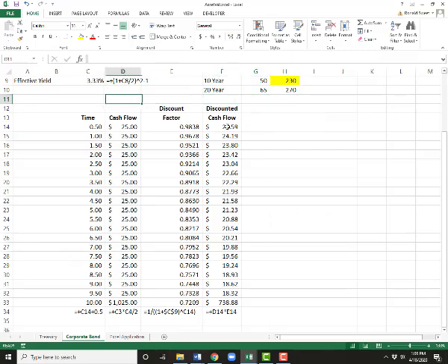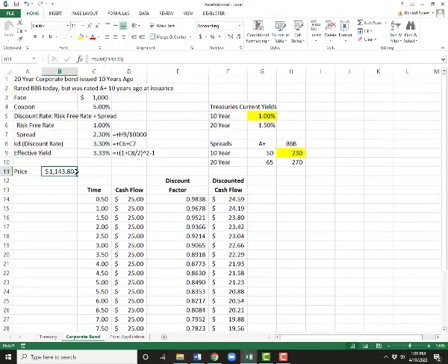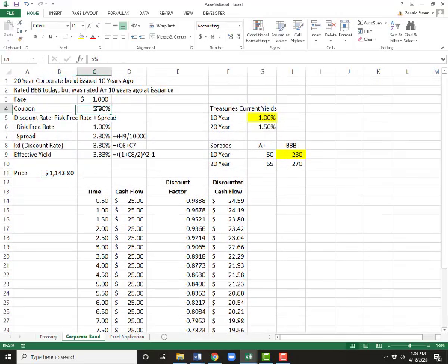So now we have the price. And remember, the price is nothing more than the sum of those discounted cash flows. That's the definition. And again, this is a premium bond. Why? Because the coupon's 5%, but our discount rate's only 3.3%.